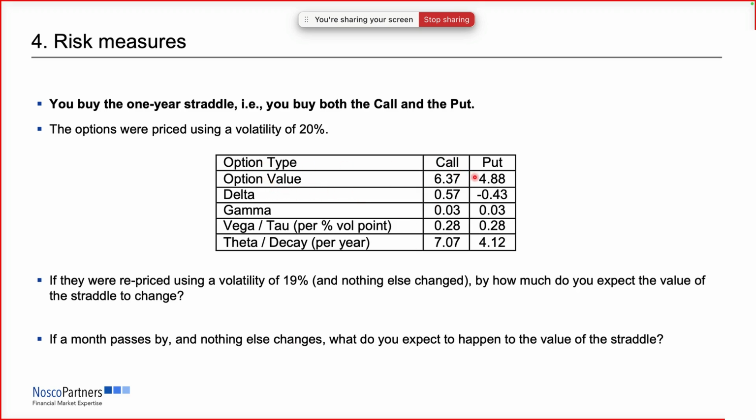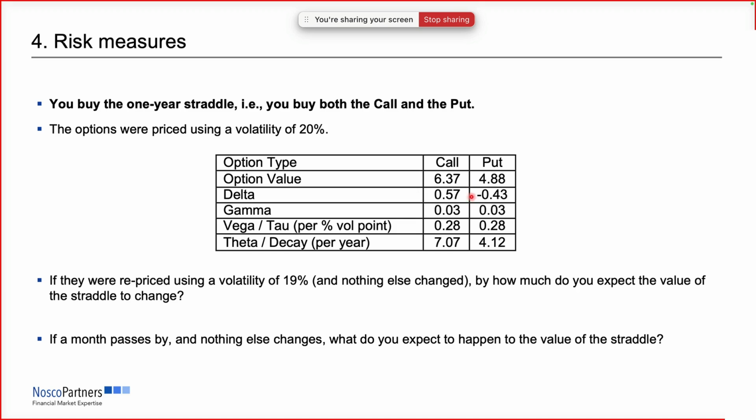So if we just try to analyze, it is usually good if you have a price of a call and a put to just analyze it a little bit. So you see the call and the put, we said it's a straddle, so they have the same strike, same underlying, same expiry. The call is a little bit more expensive than the put. So that means the call is a bit in the money and the put is a bit out of the money.